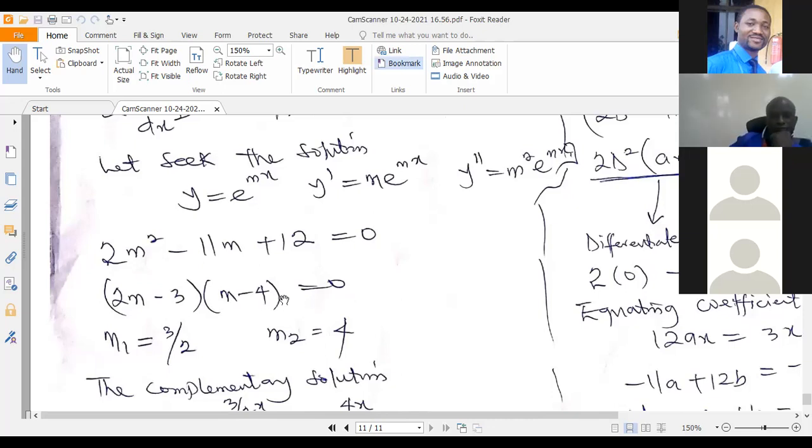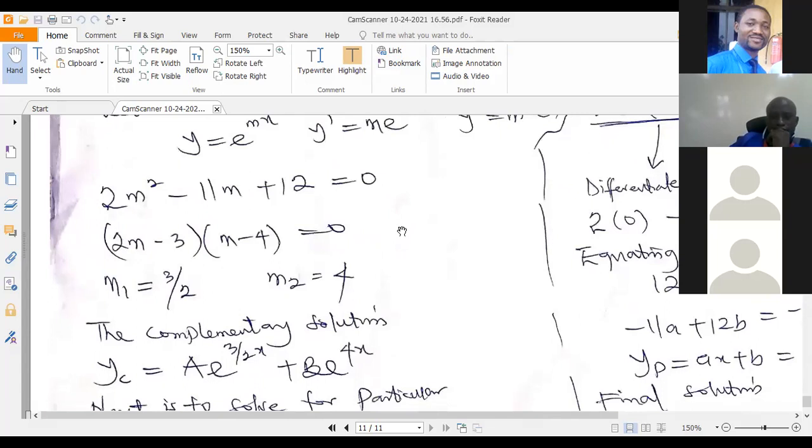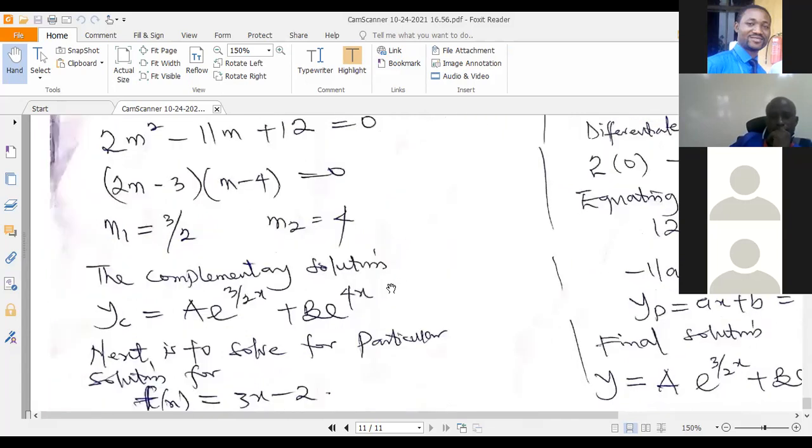So I don't need to expand this quadratic equation, but I would advise you, please go and learn how to solve quadratic equations at this stage. You need the knowledge. So here, my m1 is 3 over 2, and my m2 is 4. So what is the complementary solution now? The complementary solution is A exponential m1 multiplied by x, plus B exponential m2 x.